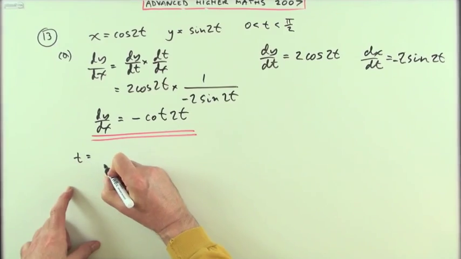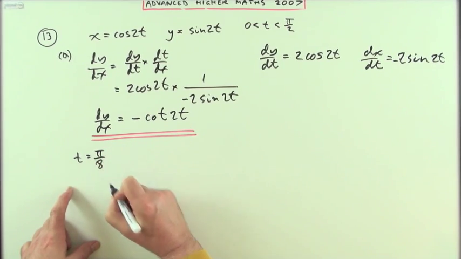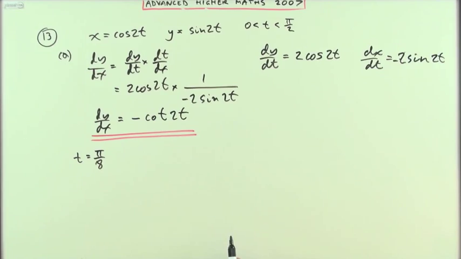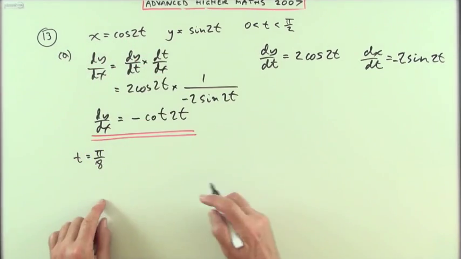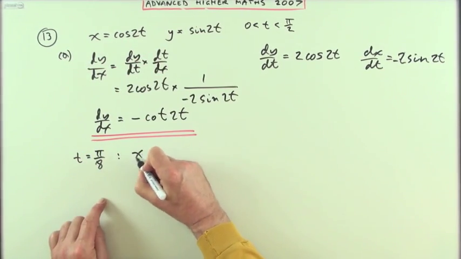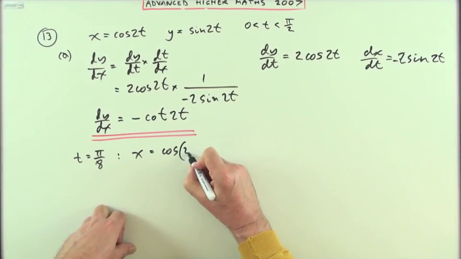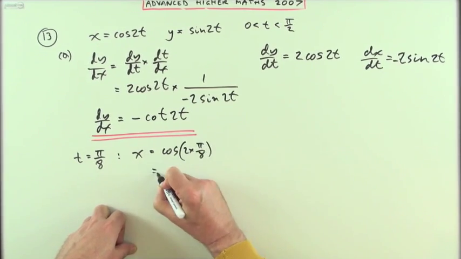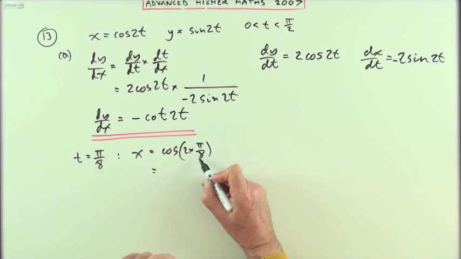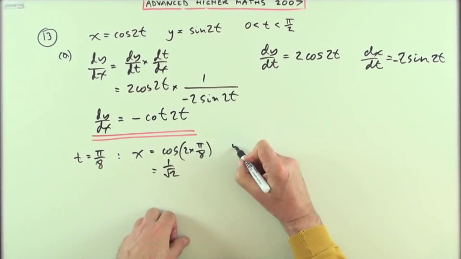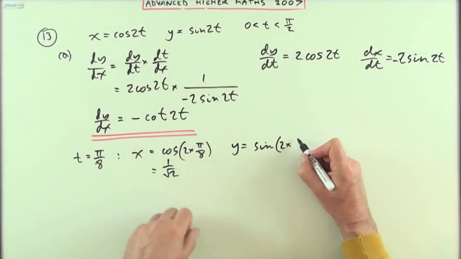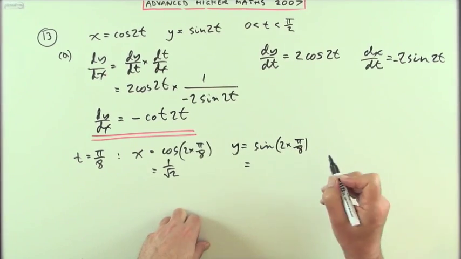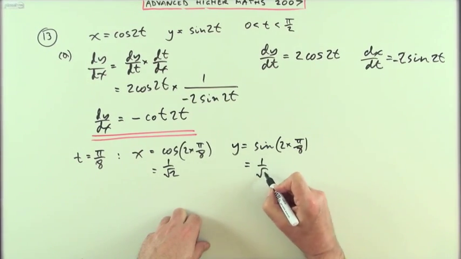Now it said, what happens at t equals pi upon 8? Well, if you want the equation of a tangent, that's the equation of a line. I'll need a point on the line and its gradient. Well, here's the gradient. So a point on the line means finding the x and y coordinates. Well, if t equals pi upon 8, x will equal cos of 2 times pi upon 8. That's pi upon 4, 45 degrees, 1 upon root 2. Y is going to be sine 2 times t, pi upon 8. That's sine pi upon 4, 45 degrees, 1 upon root 2.